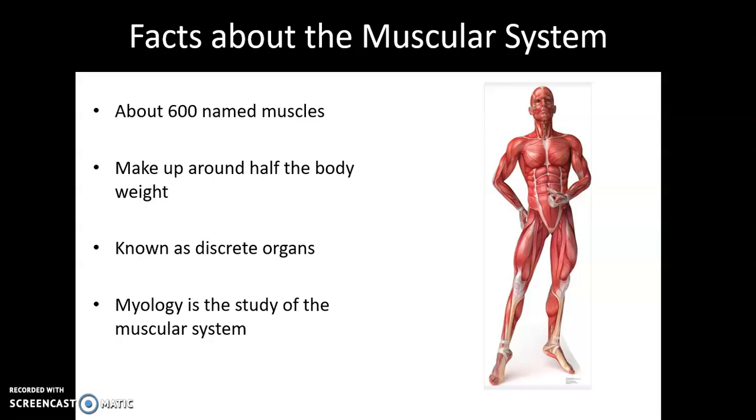This is because the muscles consist of skeletal muscle tissue, tendons, nerves and blood vessels in order to allow movement, circulation and neurotransmission of nerves to the different types of muscle tissue. And lastly, myology is the more advanced term to describe the study of the muscular system, which is what we are going to try to do today.